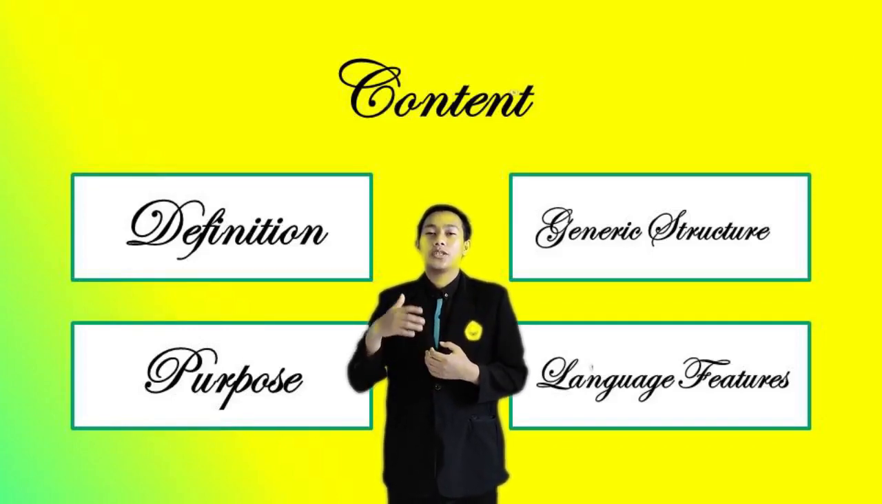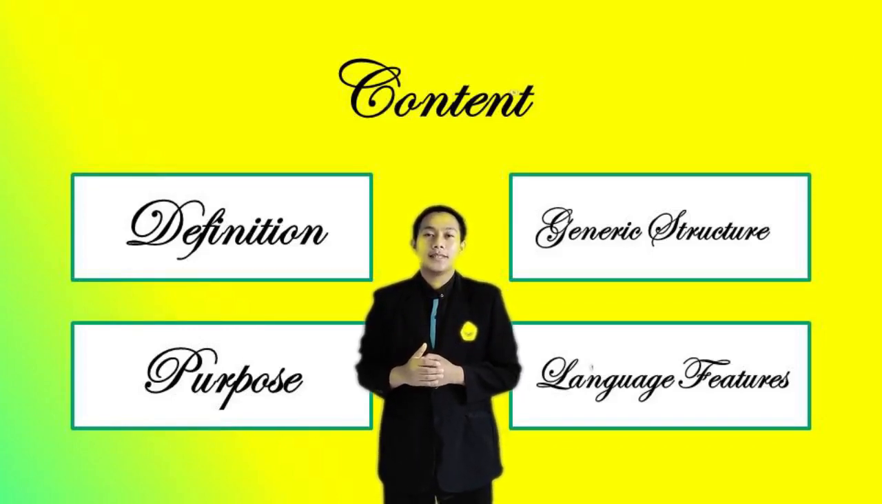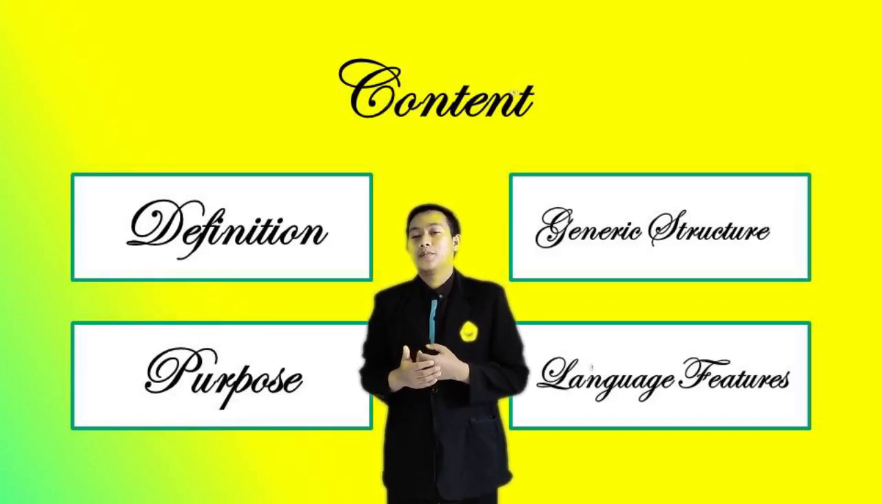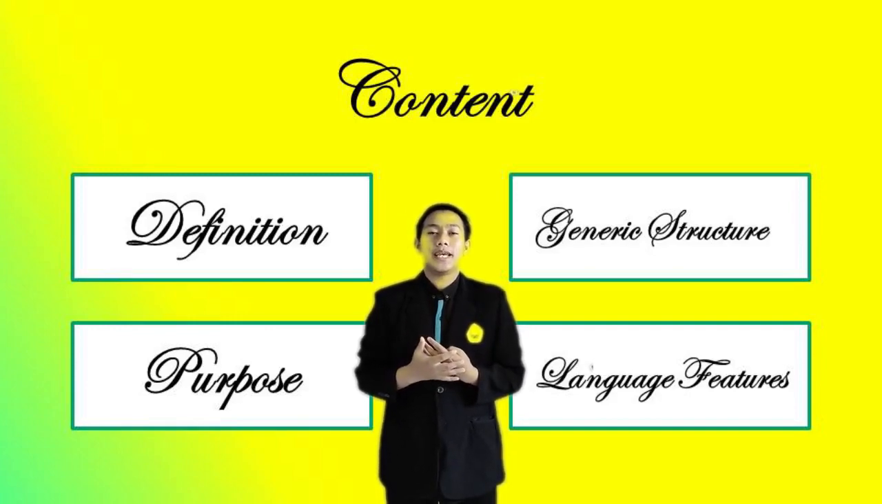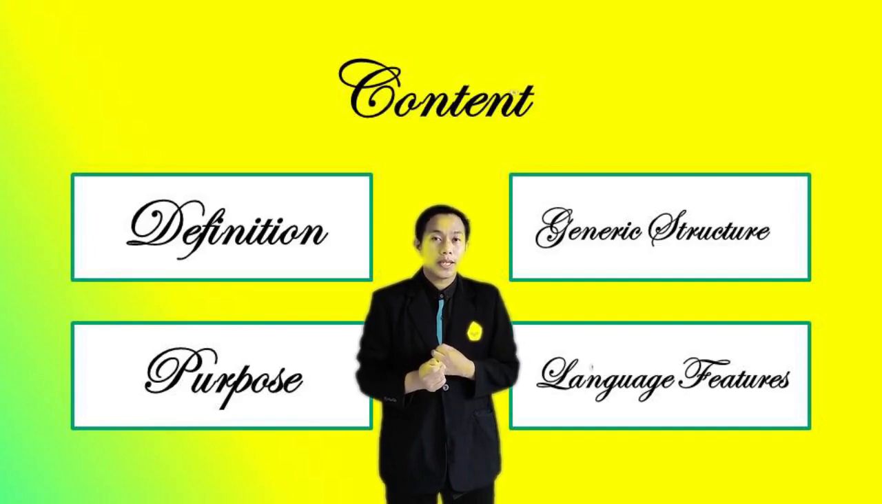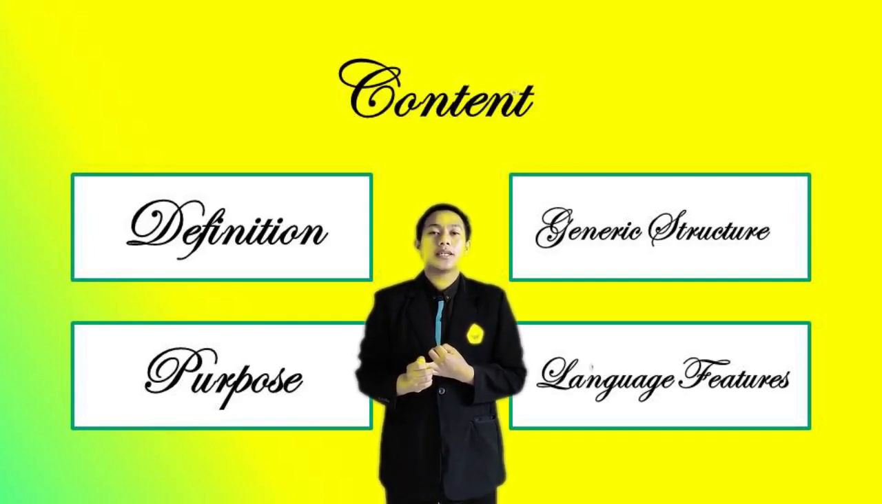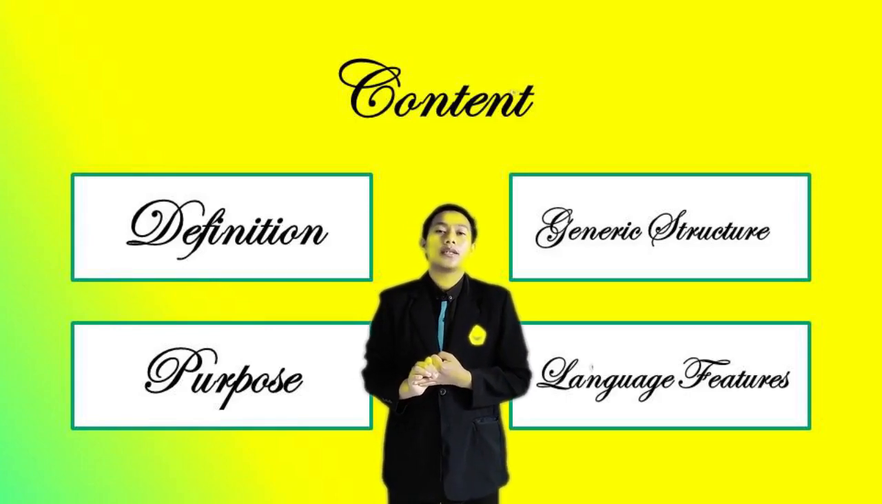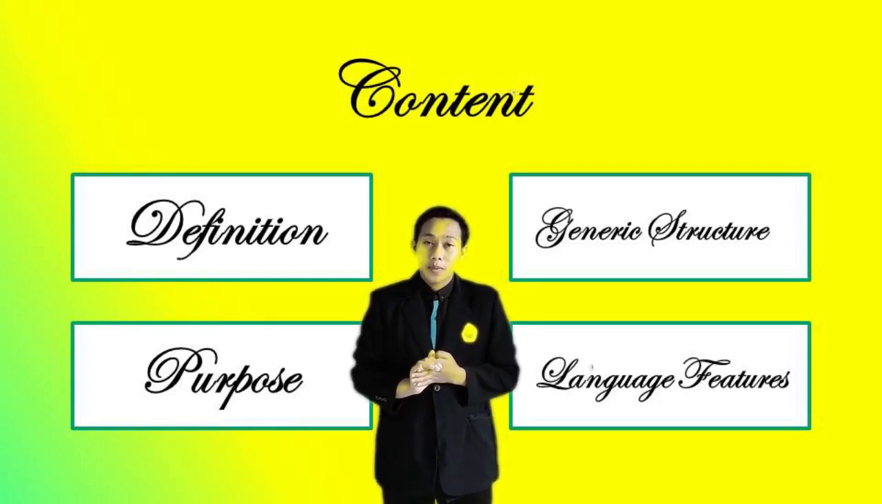Today we are going to learn about procedure text. In the procedure text there are 4 points that we want to discuss. The first is definitions. The second one is the purpose, or its aim. The third is generic structure. And the last point is language features.